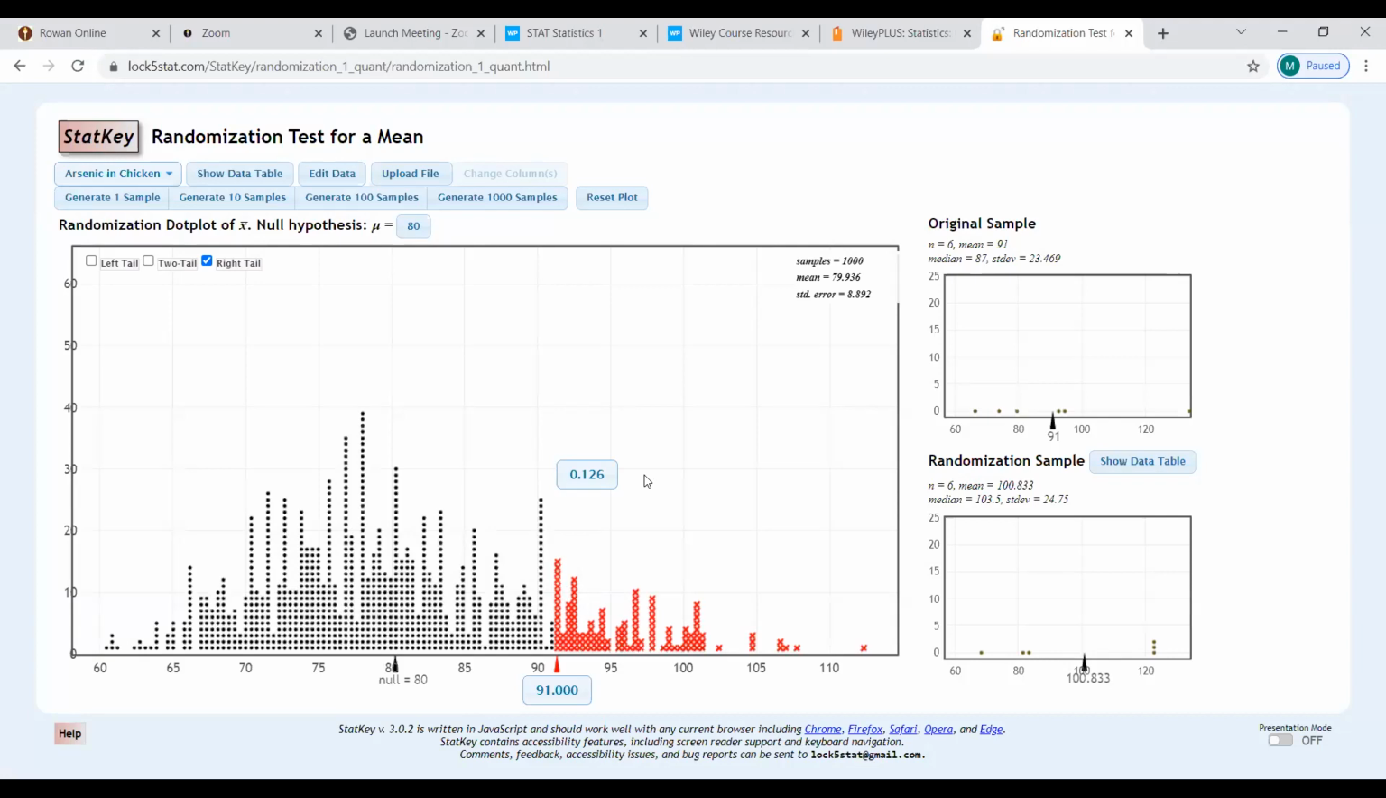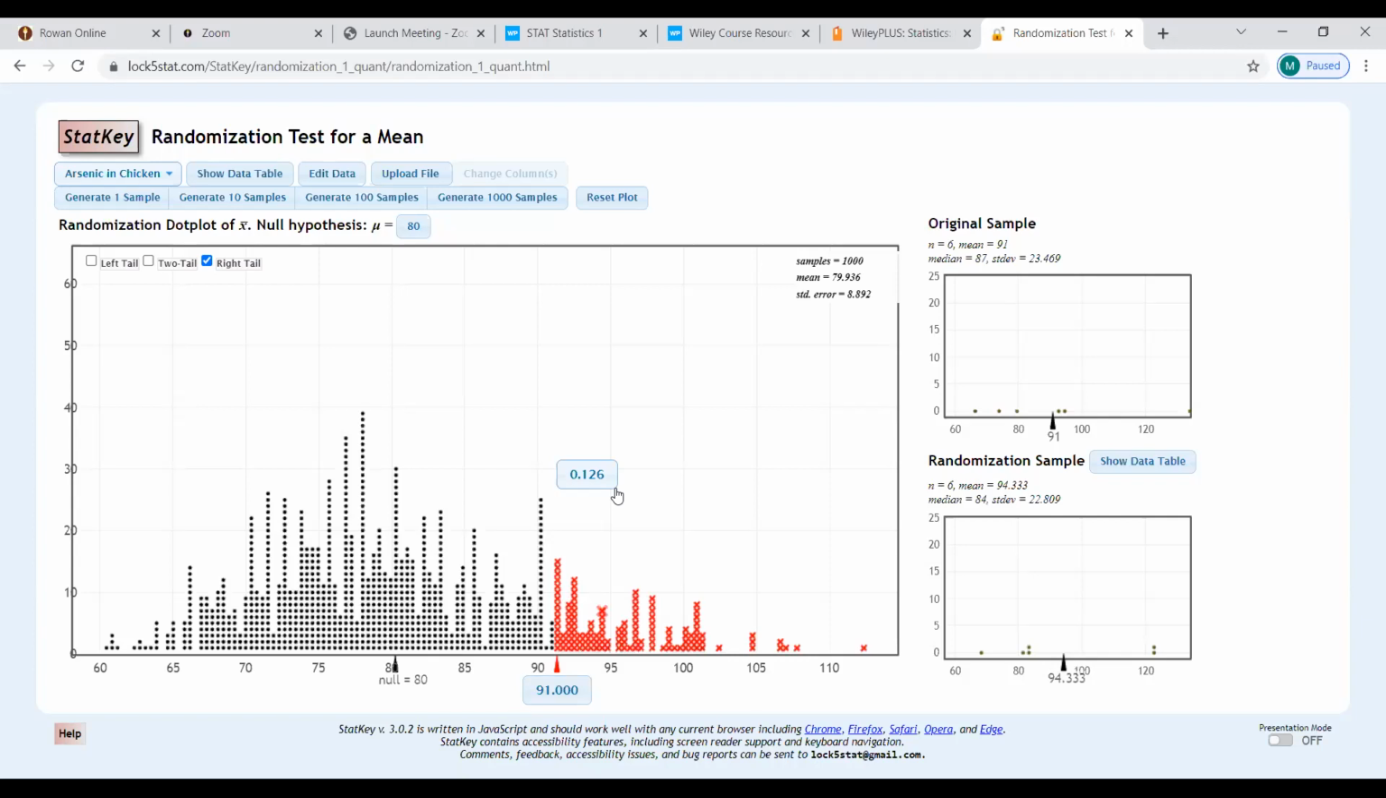Its chickens on average have over 80 parts per billion of arsenic. But notice the p-value here, 0.126. In other words, in this particular distribution, the amount of these red dots here that are at 91 or above, there's 12.6% of those samples that are at least as large as 91. That's our p-value, 0.126. That's a pretty large p-value.